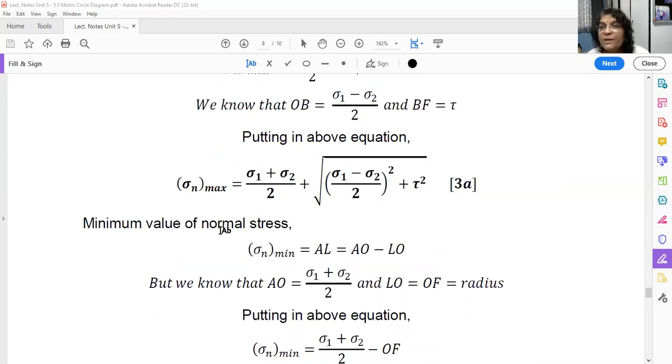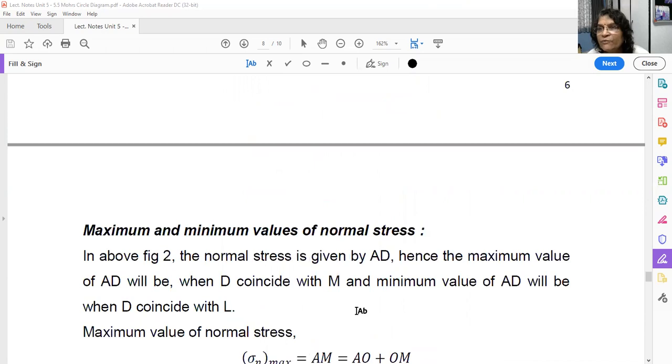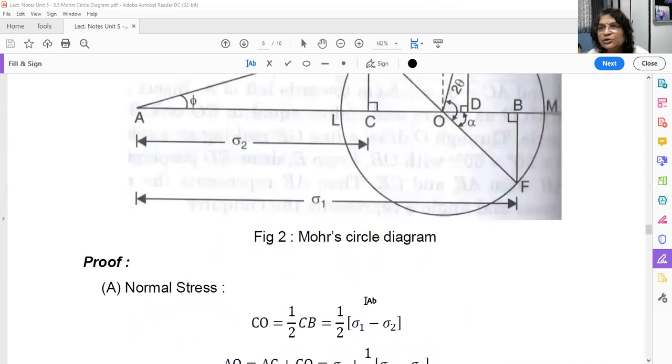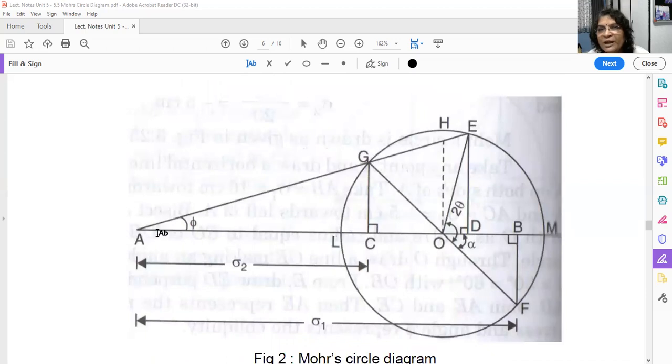Now the minimum value. You know that point L is the nearest point from A. So AL is equal to AO minus LO. Now we have to find out the value of minimum principal stress. So this is AL. How to find out the distance AL? AO minus LO. Now your LO is radius, so that can be equal to OF, that is the square root of OB square plus BF square. You have to find out AL, no? So AO minus LO. Now what is AO? Sigma 1 plus sigma 2 by 2.